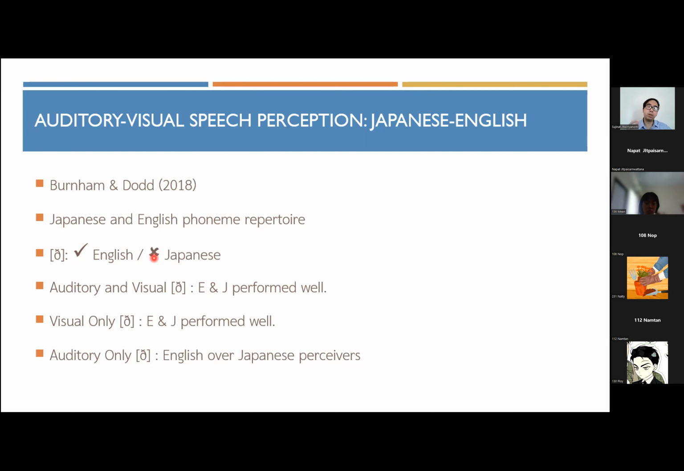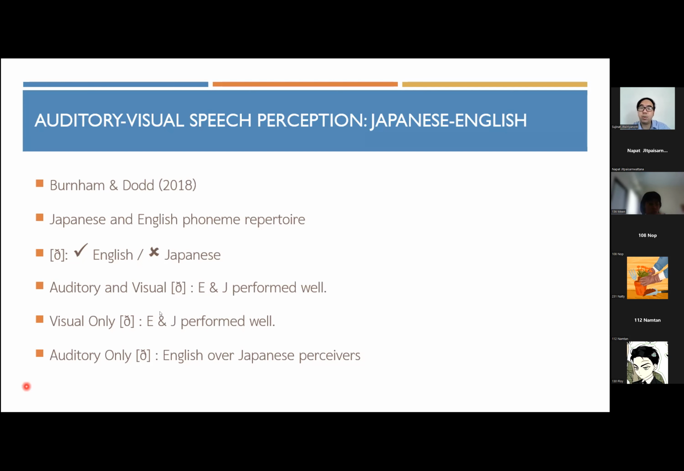But when the participants had only the visual cue, seeing the picture of the articulation, the movement of the articulators, English and Japanese participants also performed very well. But for the last one, with only the sound, just one cue, English perceivers did better than Japanese perceivers.